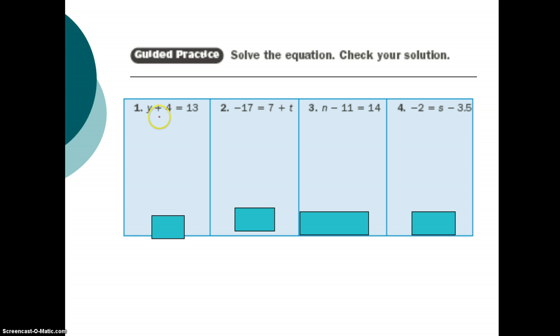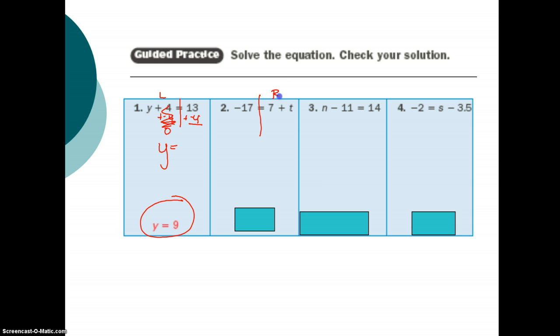Number 1, we add the opposite. Look for the variable which is on the left side. Add the opposite to both sides. These 4's cancel because that's 0. You're left with y equals 13 minus 4 is 9.